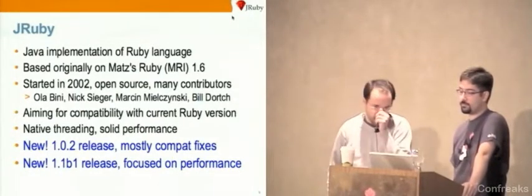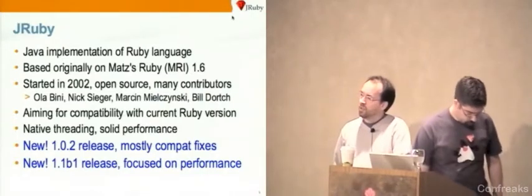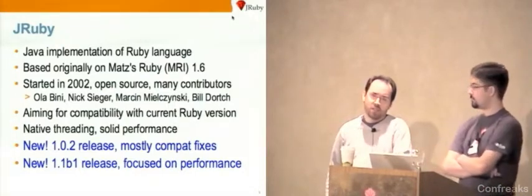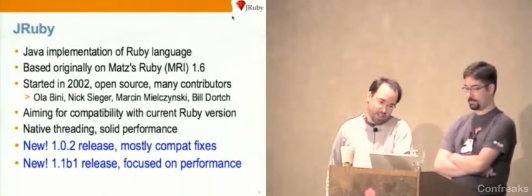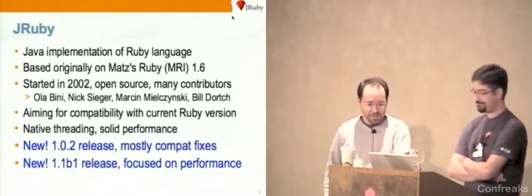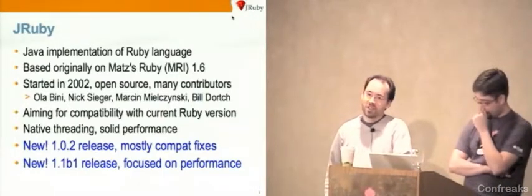A couple of news items. Two days ago, we released 1.0.2, which is an update on our stable 1.0 branch, and we fixed 99 bugs. So it's good. And even more exciting, last night, in fact during Matz's questions, we released 1.1 beta 1, another conference-based release schedule.